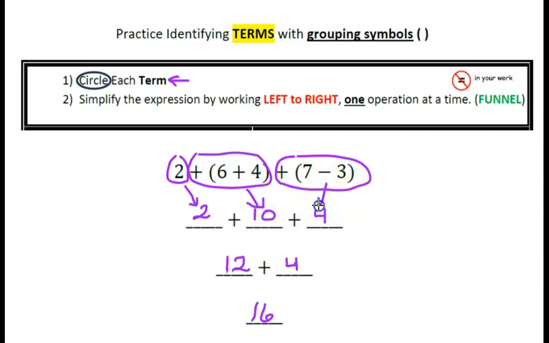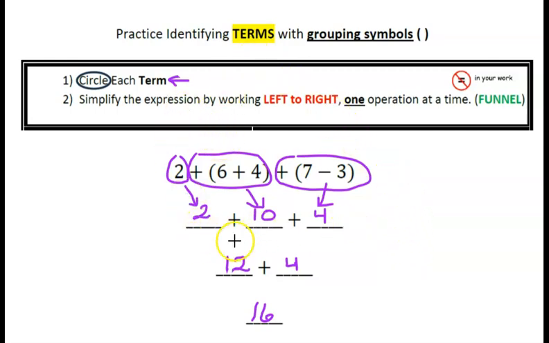And you have to do the 7 minus 3. Okay, because here we're adding the whole thing. We're not adding 6, we're adding the 6 and the 4, which is 10. We're adding 10. So you have to replace this with 10. You have to replace this with 4. Okay, now you do 12 plus 4, 16, and you're done.